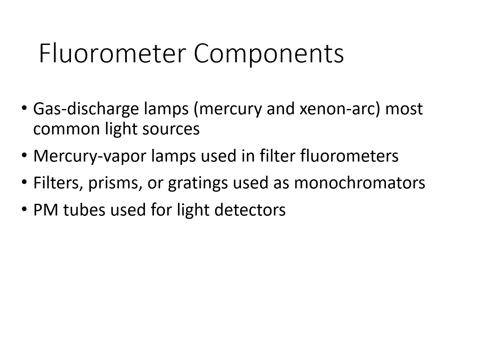Light sources for the fluorometer, you have a gas discharge lamp. These are the most common. Specifically mercury vapor lamps. They are widely used in filter fluorometers. And then we have monochromators, which use filters, prisms, or diffraction gratings to select specific wavelengths. Detectors, you have a photomultiplier tube. They are used as light detectors due to their high sensitivity. So these components enable excitation light production, wavelength selection, and sensitive detection of emitted fluorescence.